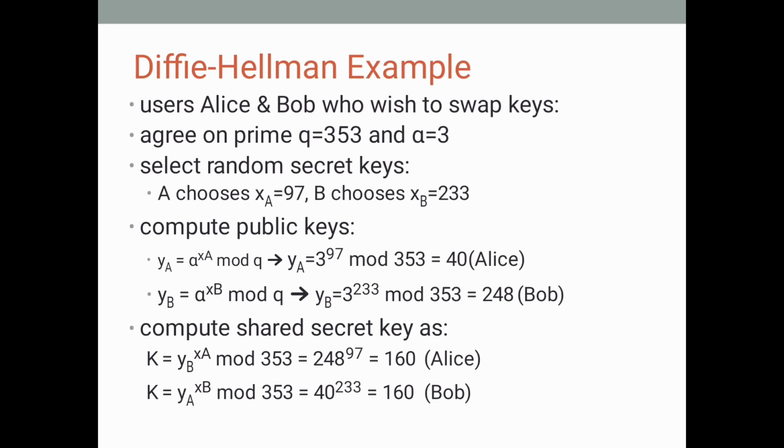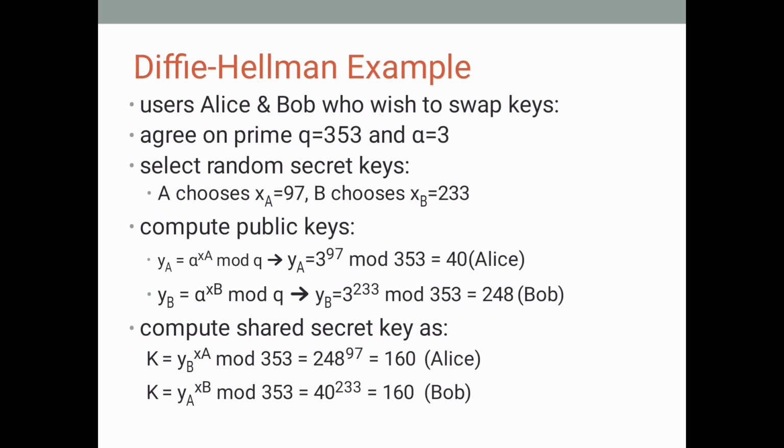So for the public key of user A, ya is equal to alpha power xa mod q, and when you substitute, ya is equal to 3 power 97 mod 353, and finally he gets 40 as ya, the public key of A. And yb, the public key of B, the formula is alpha power xb mod q, and yb is equal to 3 power 233 mod 353, and he gets the public key as 248.